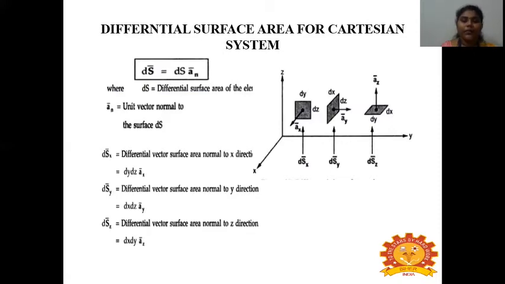So now we have discussed how to plot a point P in the Cartesian coordinate system and how to represent the point P. Then we have to represent the differential length. Then we have found out what the differential volume is. Then we have found out how to calculate the differential surface area for a Cartesian coordinate system.